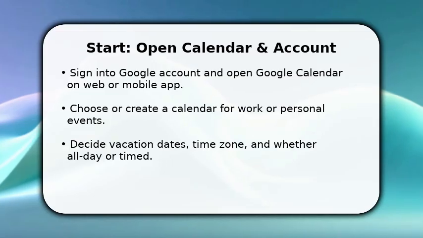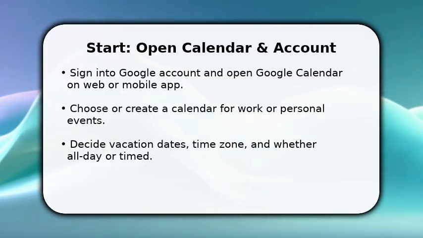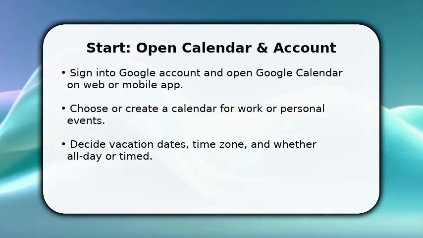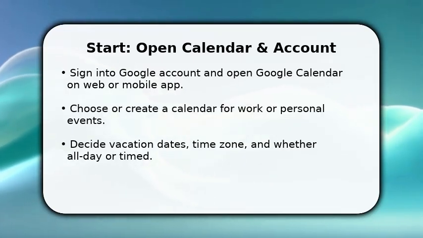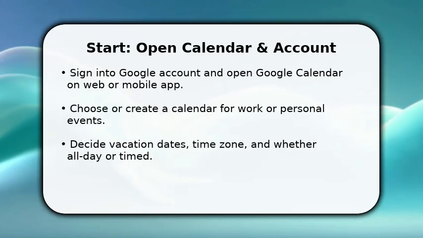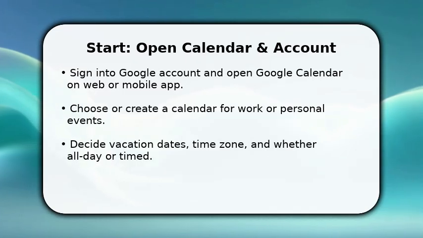You're signed in and ready. Open Google Calendar in your browser or app. First, pick the calendar where vacation should live. Use your work calendar or create a dedicated one to avoid clutter. Next, confirm exact dates and time zone, and decide whether this is an all-day block or specific hours.